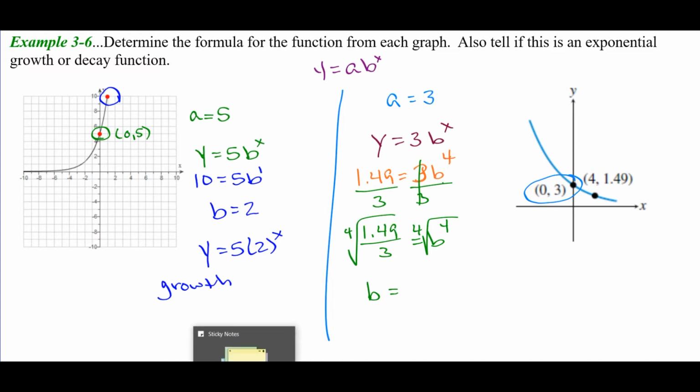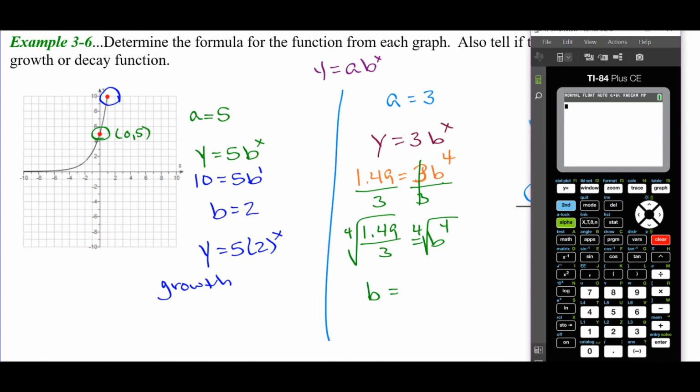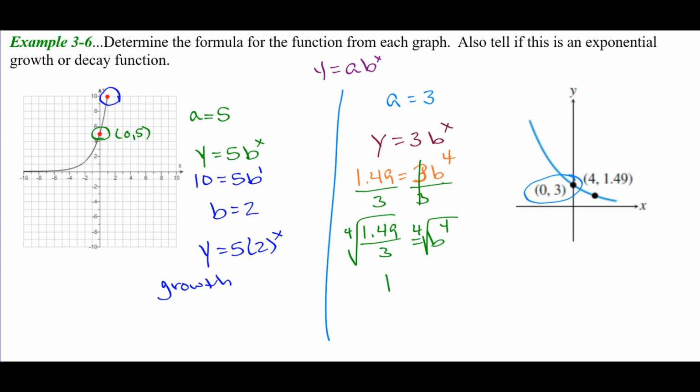So here I can just go to my calculator. So here, just using my calculator, remember we can use that x root. So I'm going to type in the 4 and then go to my math button and use that 5 option to get the x root, and then I can type in the 1.49 divided by 3. So we get about 0.839. So we end up with b is about 0.84. My equation is going to be y equals 3 times 0.84 to the x.